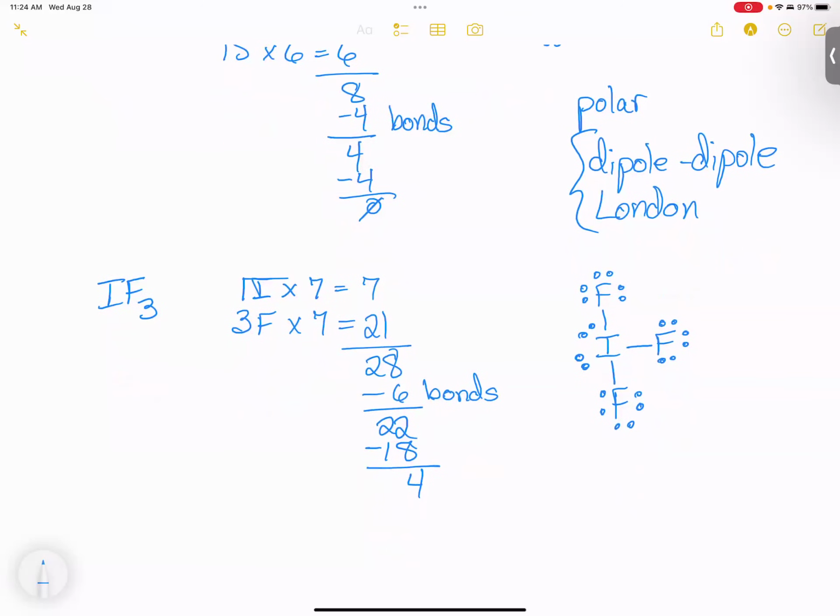What does that make it? Makes it polar, and therefore it's going to have dipole-dipole and London dispersion. It does not have hydrogen bonding because there is not an OH, FH, or NH bond.